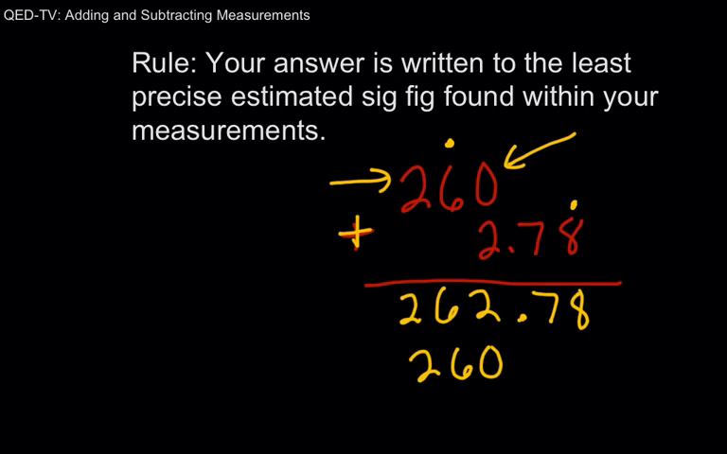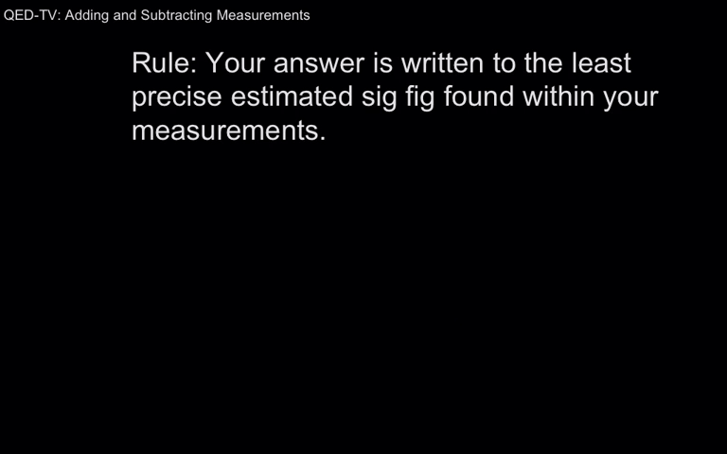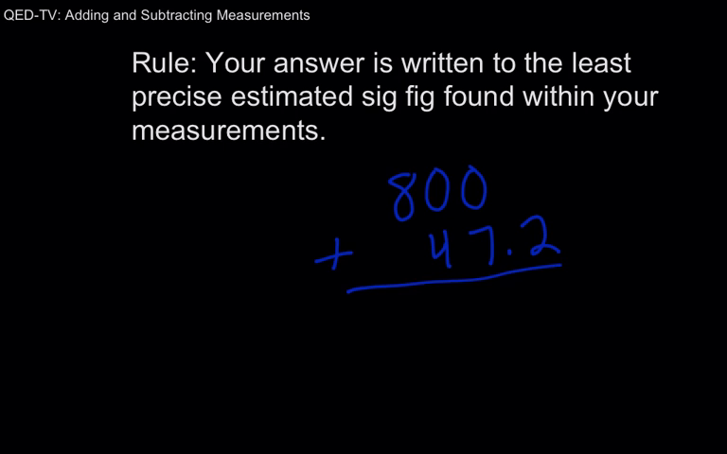Let's try one more. Let's take a measurement 800, which of course is a really bad measurement. That means it's somewhere between 700 and 900, is all we know. And I'm going to add 47.2. So I do this on the calculator, and of course, I get 847.2. But what is my real answer?